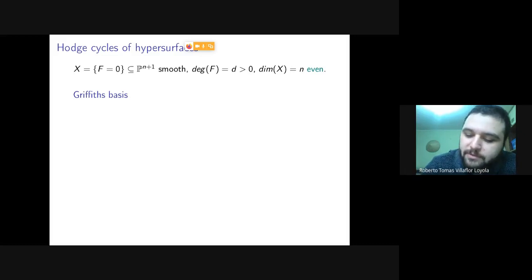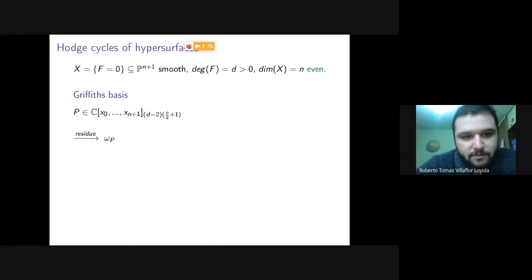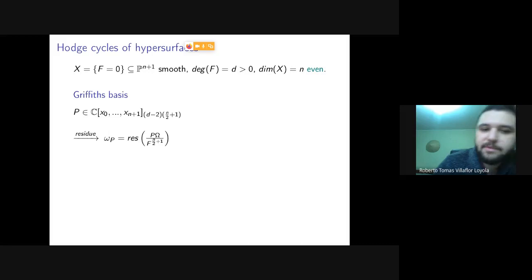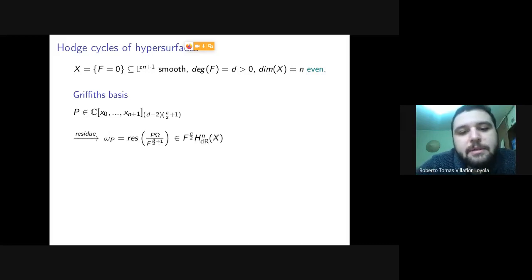So I want to recall what Griffiths basis is. Take any homogeneous polynomial P of degree d minus 2 times (n over 2 plus 1). Well, the degree you can forget about for the moment. We want to produce elements in the de Rham cohomology, so we want to produce differential forms. To every polynomial we can associate a differential form omega_P that is given as the residue of a meromorphic form in the projective space with pole of order n over 2 plus 1. The degree of the polynomial is chosen such that this form is homogeneous of degree 0, right? And omega is the standard top form in P^(n+1), of degree n plus 2. It's an (n+1)-form, so the residue will be an n-form. It will be a closed form in the de Rham cohomology.